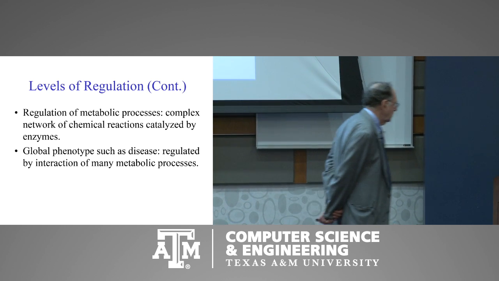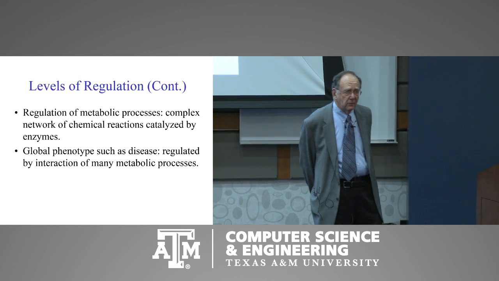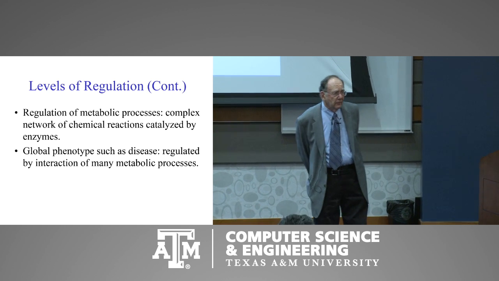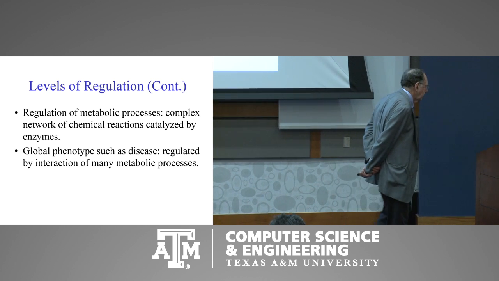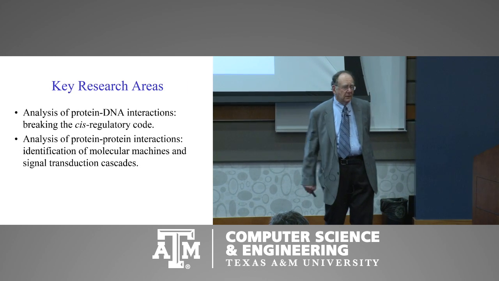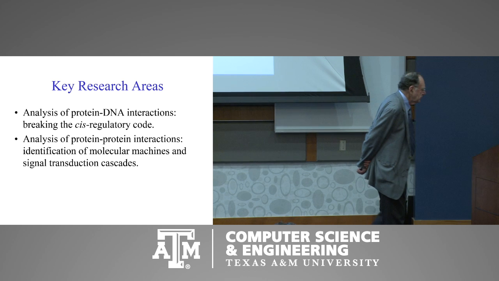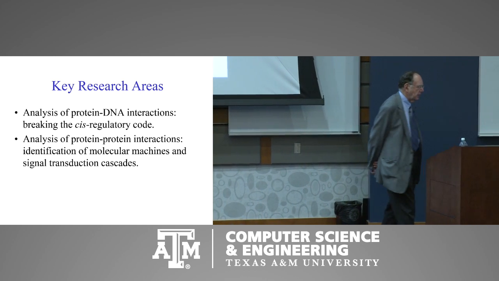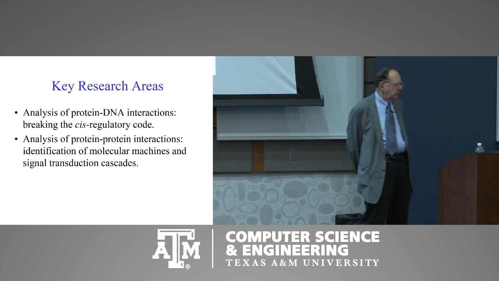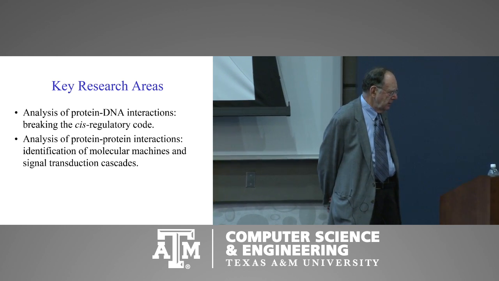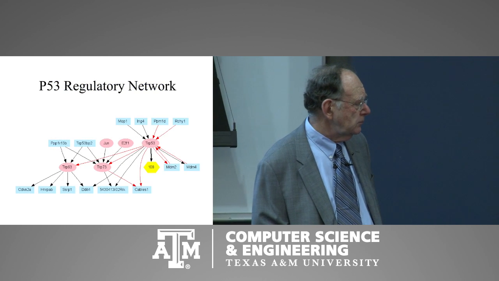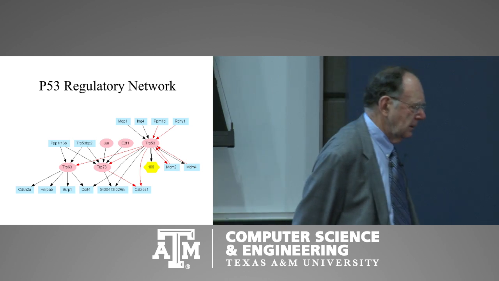Solving it would entail understanding, for example, the different ways in which different kinds of cancer develop and how we might intervene in attacking them. And it'll be the work of well over a century to understand all of this structure. So I'm going to talk in the remaining time about two key research areas, the analysis of protein-DNA interactions and the analysis of protein-protein interactions. But first, here's just a little example.